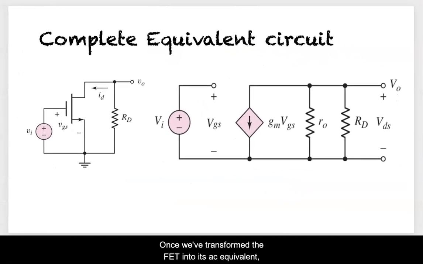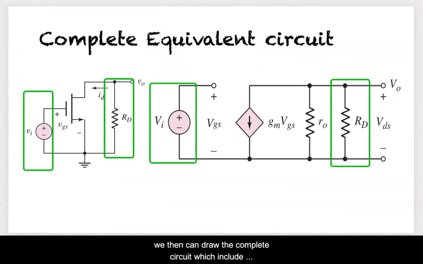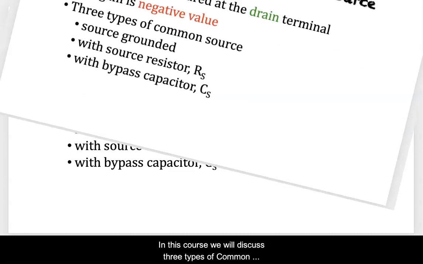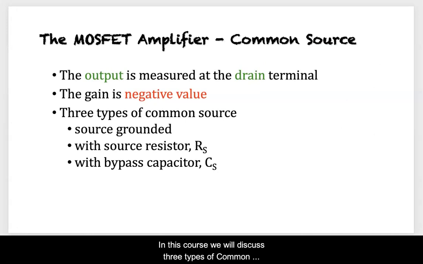Once we transform the FET into its AC equivalent, we then can draw the complete circuit, which includes VI, the AC source, and RD. The common source configuration is the basic FET amplifier circuit. The output is measured at the drain, while the input is coupled to the gate through the coupling capacitor. In this course, we will discuss 3 types of common source configuration: source grounded, with source resistor Rs, and with bypass capacitor Cs.